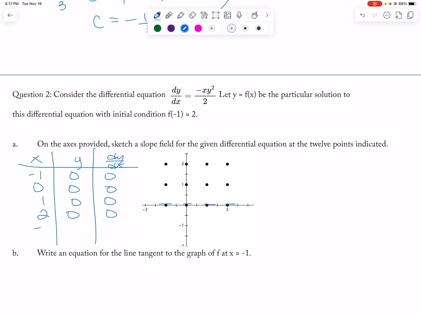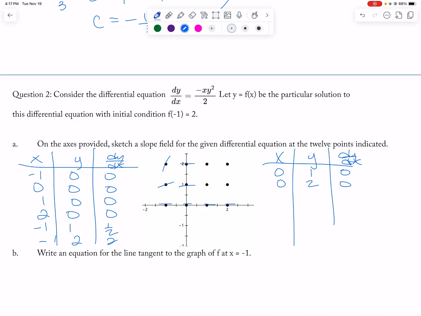And then I have negative 1, 1, which will give me a positive 1/2. So that goes like this. And then negative 1, 2 would give me 2. So more like that. Continue my chart over here. So then 0, 1 is going to give me 0. 0, 2 will also give me 0. And then 1, 1 is going to give me negative 1/2. So negative that way. 1, 2 will give me a negative 2. So something like that.